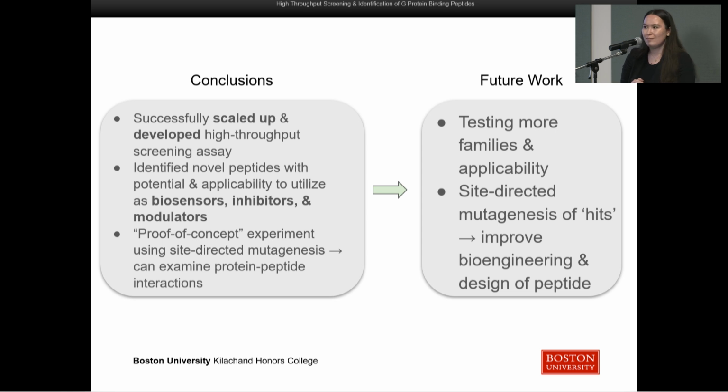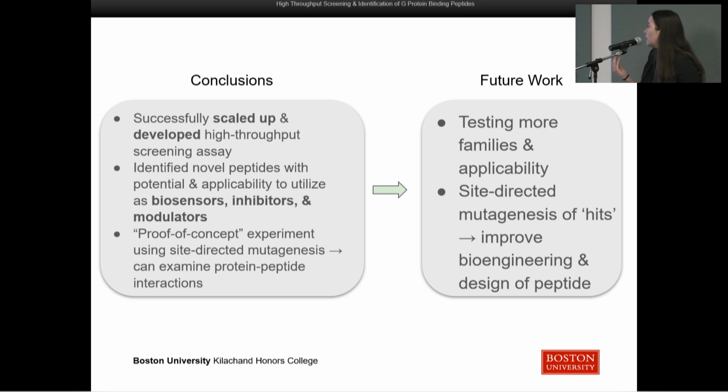For our conclusions, we were able to successfully scale up and develop a high-throughput screening assay for 116 peptides. We identified novel peptides with the potential and applicability to utilize as biosensors, inhibitors, and modulators. And we developed a proof-of-concept experiment using site-directed mutagenesis that we can use to examine protein-peptide interactions.